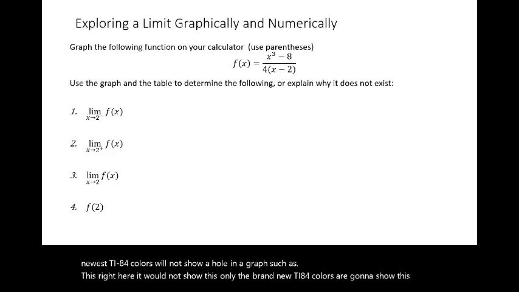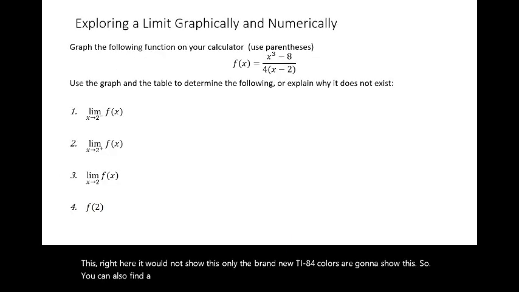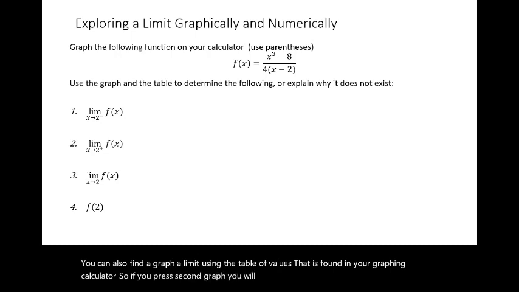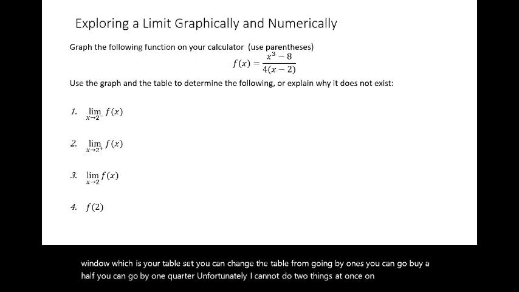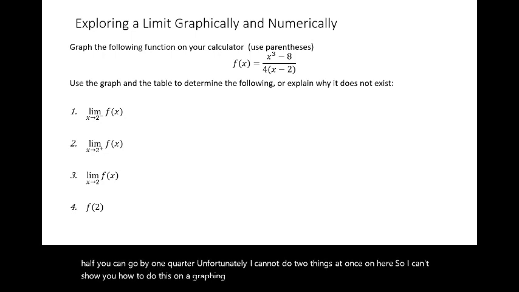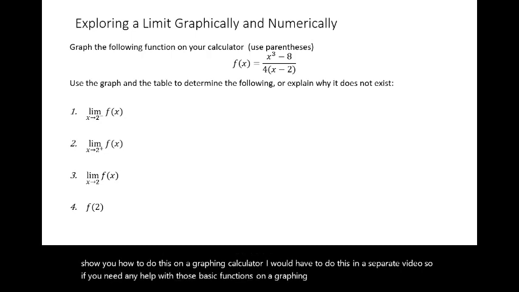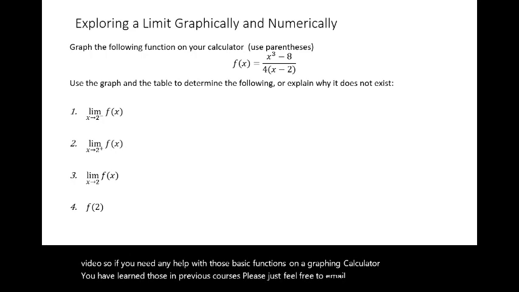So you can also find a limit using the table of values that is found in your graphing calculator. If you press second graph, you will generate a table of values. If you press second window, which is your table set, you can change the table from going by ones, you can go by halves, you can go by 1/4. Unfortunately, I cannot do two things at once on here, so I can't show you how to do this on a graphing calculator. I would have to do this in a separate video. So if you need any help with those basic functions on a graphing calculator, which you have learned in previous courses, please just feel free to email me and I will walk you through those.